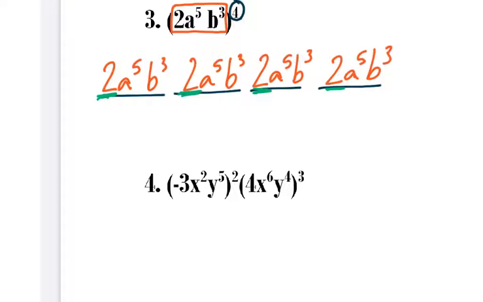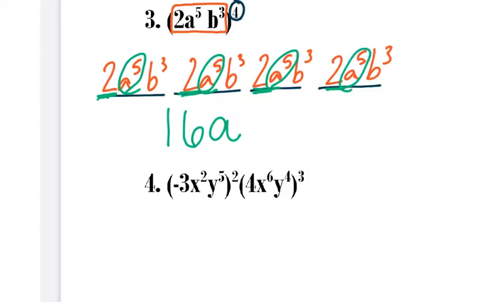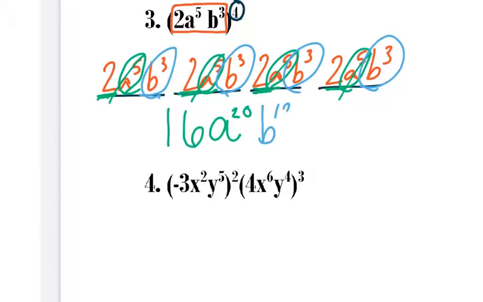Now the rules for multiplying mean we multiply these coefficients. 2 times 2 is 4, times 2 is 8, times 2 is 16. And then we count all of our letters. 5 a's plus 5 a's plus 5 a's plus 5 a's is a total of a to the 20th. Then we count all of our b's. 3 b's, 3 b's, 3 b's, 3 b's is b to the 12th.